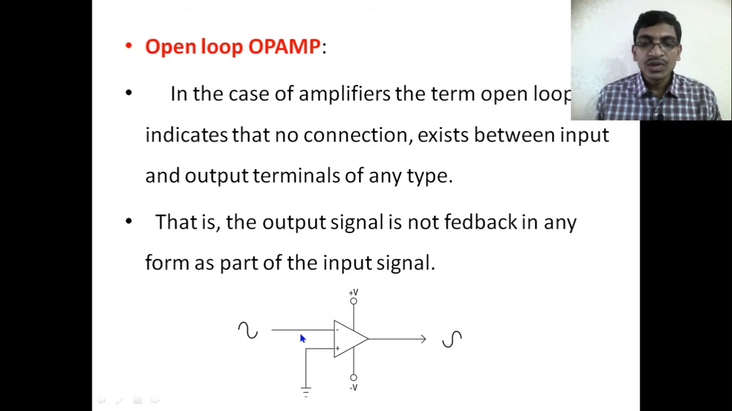You can observe that there are two inputs and one output, and this output signal is not fed back to the input here. There are no wires or any elements used here from the output to the input side. Okay, this is the open loop configuration, but we have some limitations using this open loop configuration. Let us see the limitations of open loop op amp configurations.